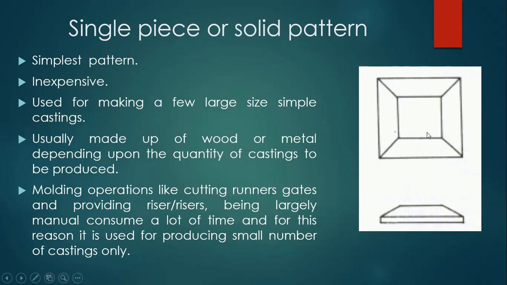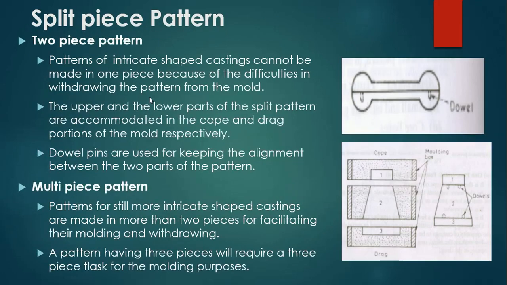This particular pattern is used when I have to make a few castings which are larger in size. That is the application of this single piece or solid pattern. This is the simplest type of pattern. The cost involved in making this type of pattern is again low. That's why it is called an inexpensive pattern, and it has application in larger size simple castings, but the number of castings will be less.